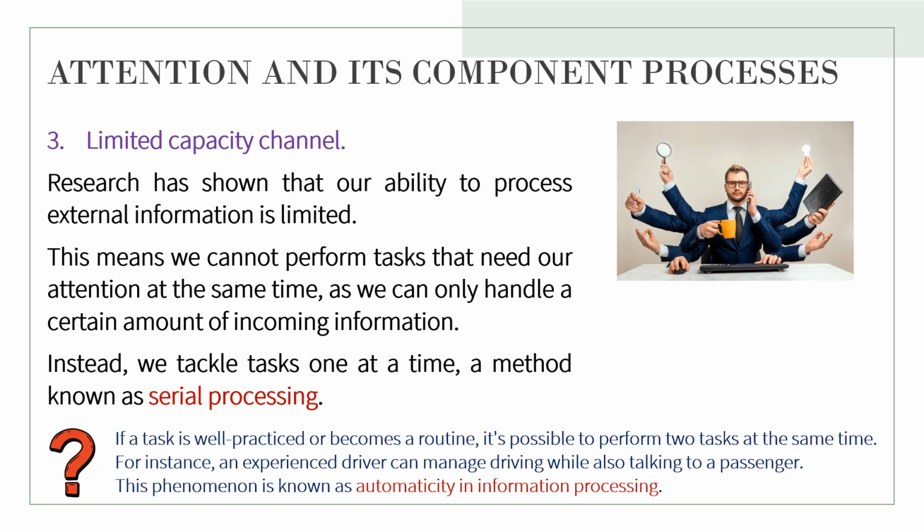Limited capacity channel, what is it? Research has shown that our ability to process external information is limited. So what happens is we can give attention to one task at a time. Instead, we tackle tasks one at a time, a method known as serial processing. But what happens when someone becomes experienced in some part of their life? For example, in driving, if someone has become expert, one can handle the driving and conversation with other people in the car at the same time. This is known as automaticity in information processing.